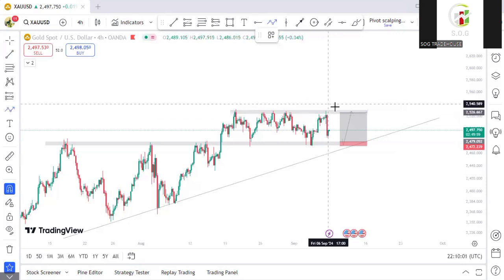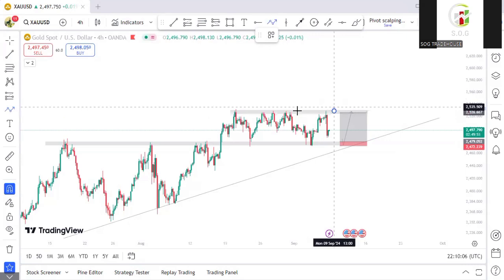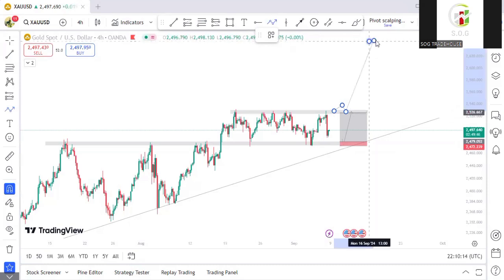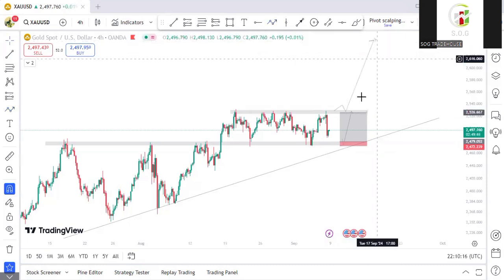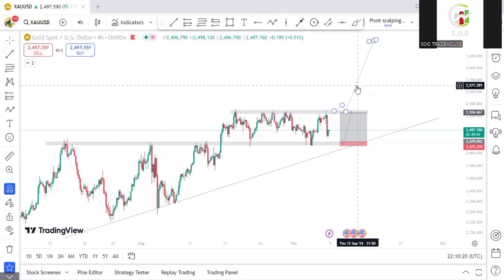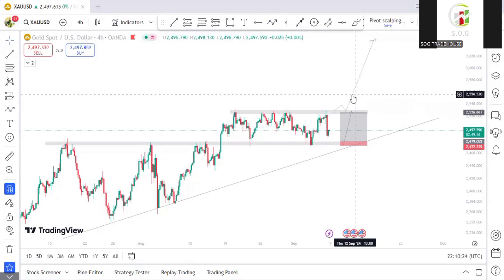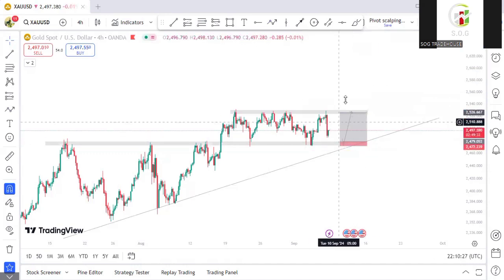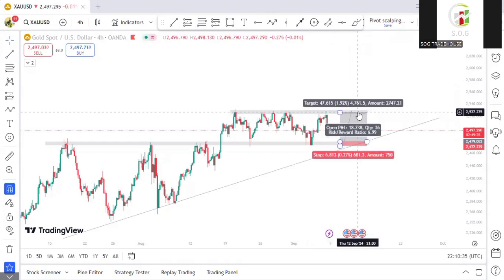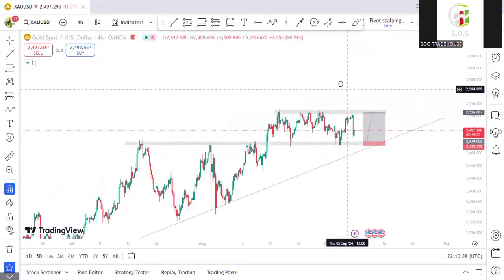But my overall, since gold is bullish, I'm anticipating a breakout of this resistance level and the retest at this point to continue to the upside. But like I said, we don't predict the markets. We react to the market based on our analysis. So if we catch the buy here, we sit at this point and watch what the market will do at this resistance level. If we get a breakout, we'll wait for the retest and we'll continue with the move to the upside.